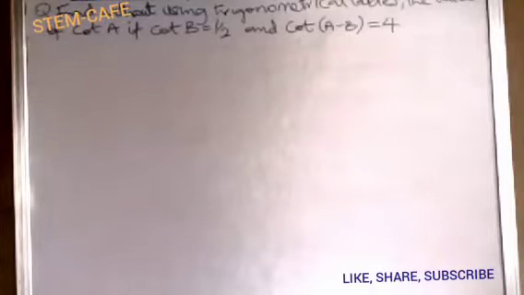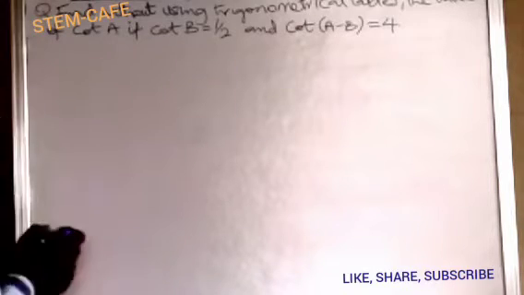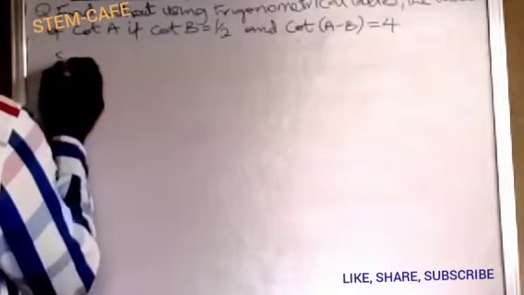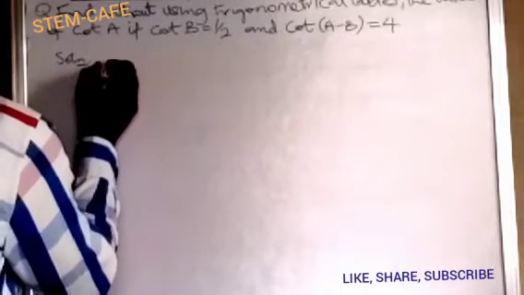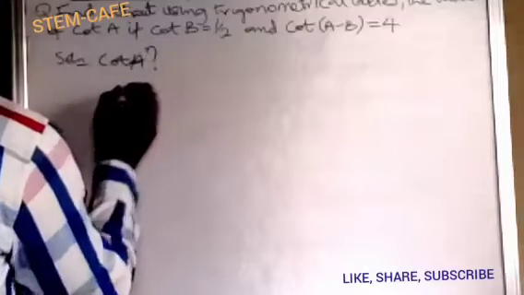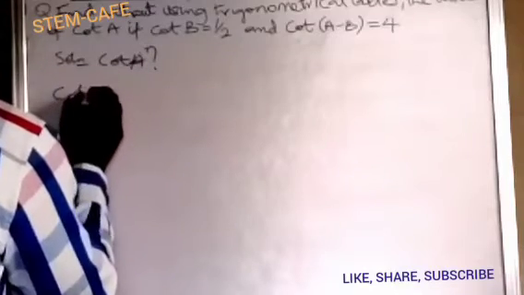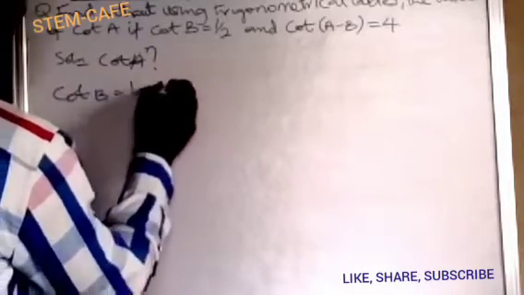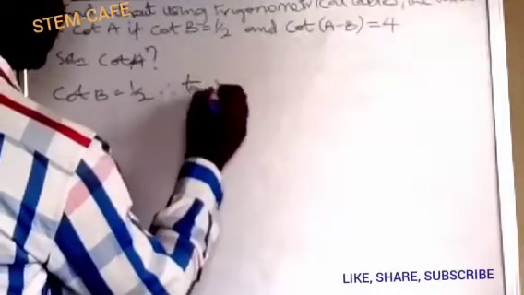The question states: find, without using trigonometric tables, the value of cos A if cos B equals 1/2 and cos(A minus B) equals 4. Solution. Cos B equals half. Therefore, tan B equals 2.